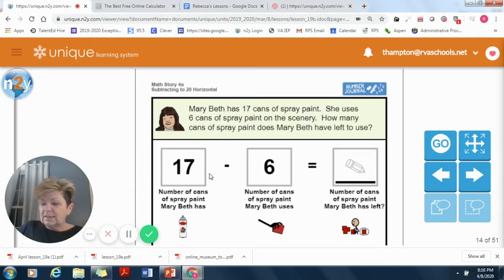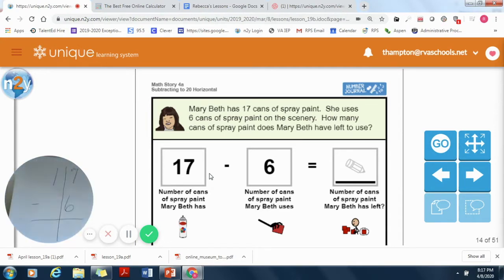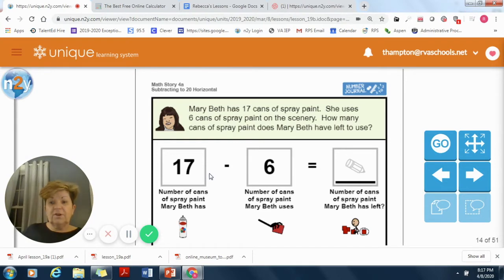And let's write 17, a 1 in the tens column, a 7 in the ones column, and 6. And make sure you draw your subtraction sign. Very good. Now we have some choices.